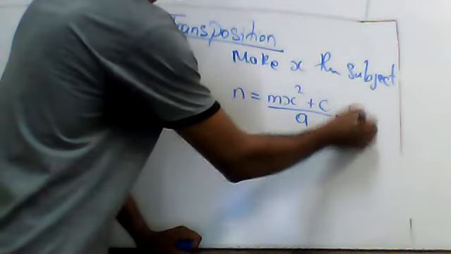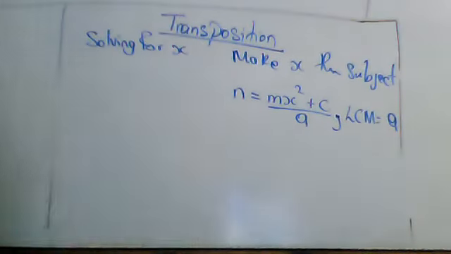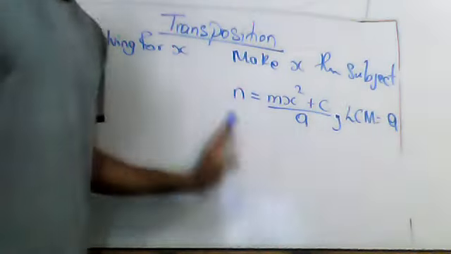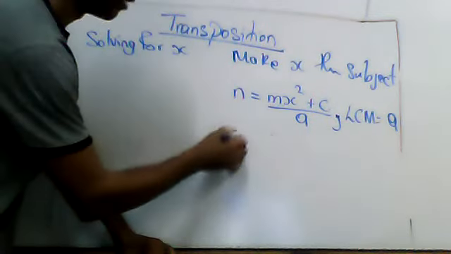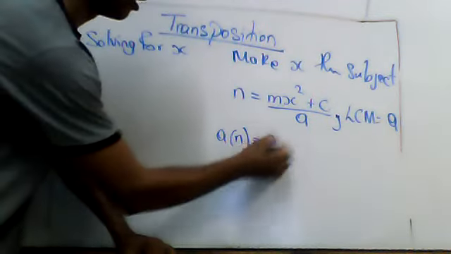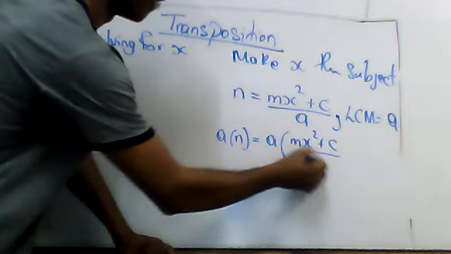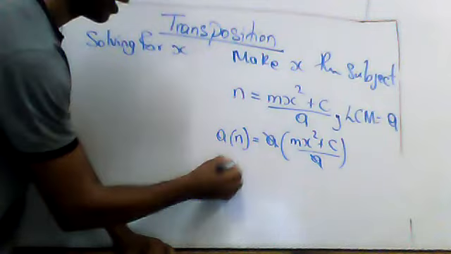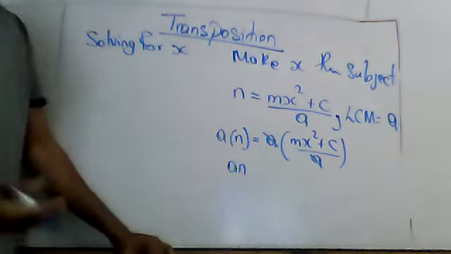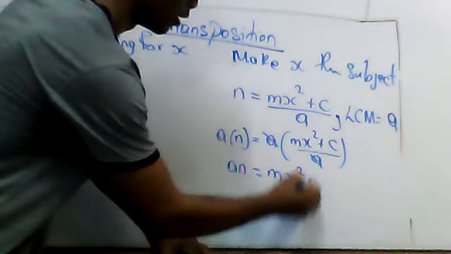The LCM is A. So we're going to multiply everything by A. So we're going to have A times n equal to A times mx squared plus c over A. So this A is going to cancel this A. So on this side we're going to have an. Remember, nA is the same thing as an, equal to mx squared plus c.